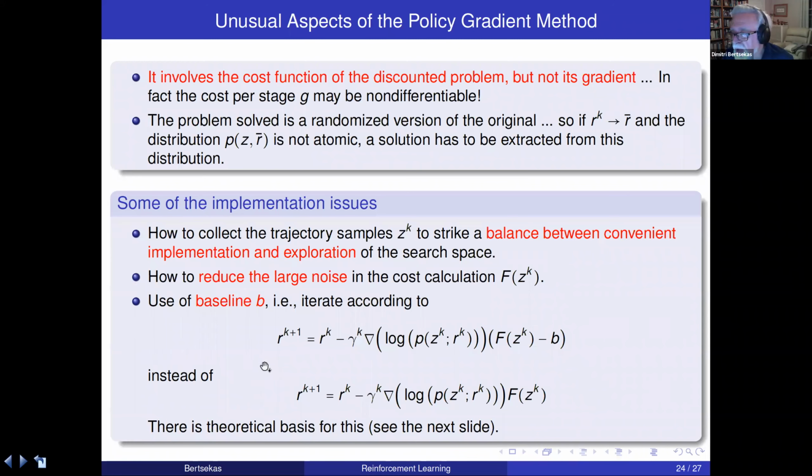This is the simplest way to describe this method, but you can take lots of trajectories and then take the average of those in this formula. Take the expected value over the samples that you collect, and that reduces the variance.